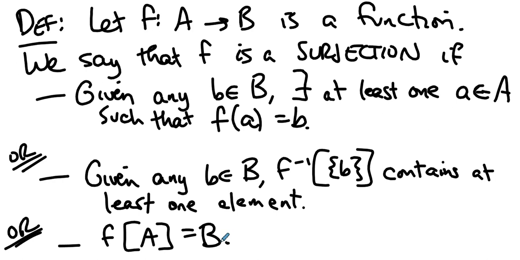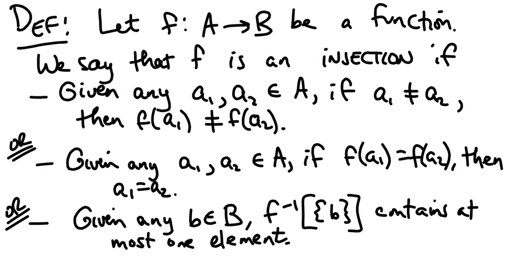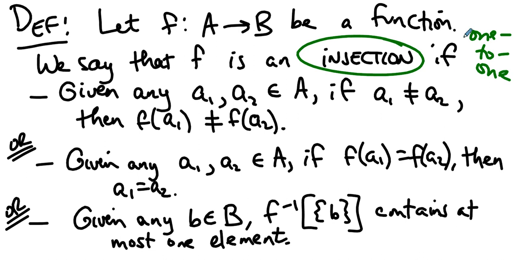Okay, so to be clear, injections are what we call one-to-one. Injections pass the horizontal line test. And that's really all that this says here. A function that passes the horizontal line test is such that if f of A1 equals f of A2, then A1 equals A2. If A1 is different than A2, then the images are different.